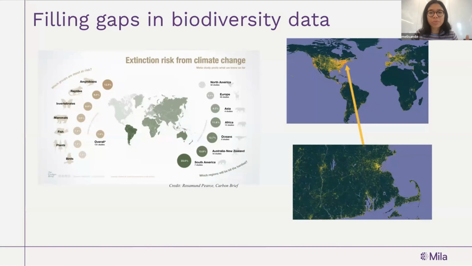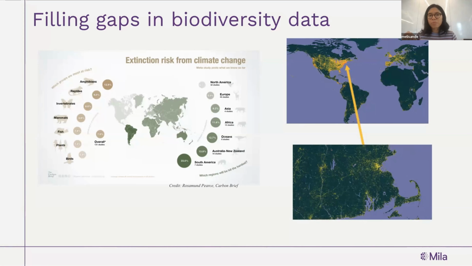But even in places that seem well sampled and well surveyed, if you zoom in, for example, on Massachusetts, which is the map at the bottom, you can see that we don't have data in many places. Most of the bird observation reports are located alongside roads or in cities, which makes sense because that's mostly where people are.